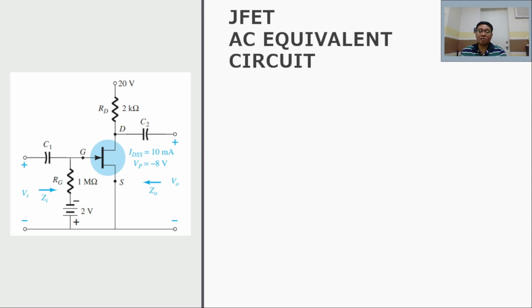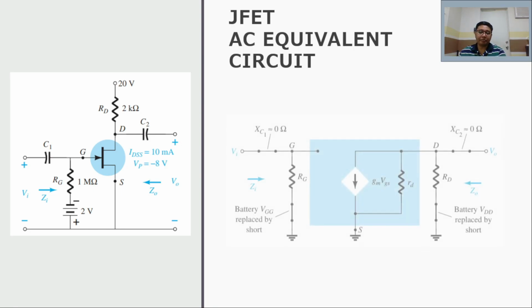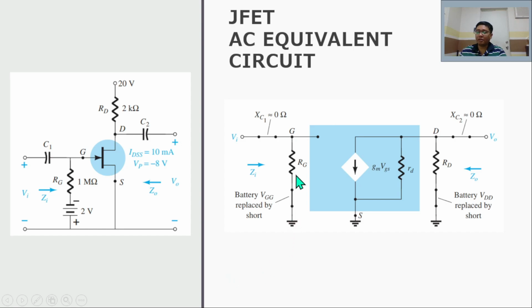Let us now illustrate the JFET AC equivalent circuit. Draw the external resistors with DC sources connected to the ground. We have RG that is connected to the gate terminal, but the other end is connected to VGG. That's why VGG is replaced by a short circuit here and then eventually connected to the ground. For RD, we have the other end connected to the drain terminal and the other end connected to VDD, which is equal to 20 volts. But under AC conditions, it will be shorted and eventually connected to the ground.